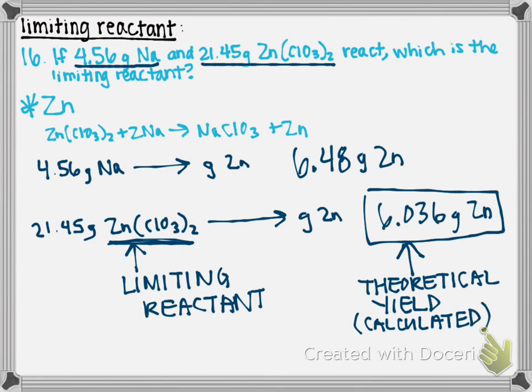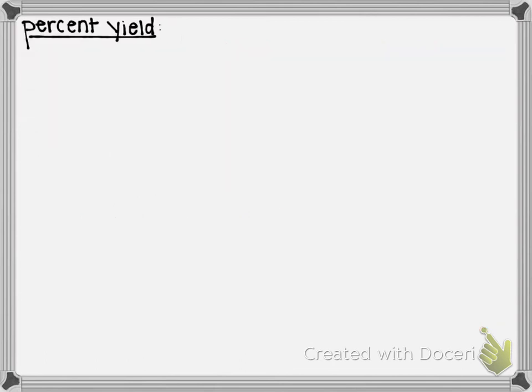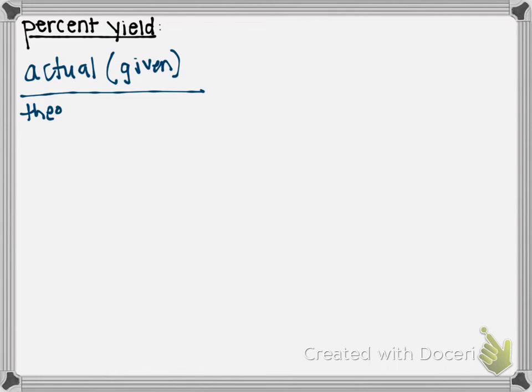So theoretical yield means the amount that you calculate of the product that you should produce. We need this information for the next part, percent yield, because percent yield is always going to be actual, which a lot of times is the given number, over theoretical, which is the calculated number, times 100.